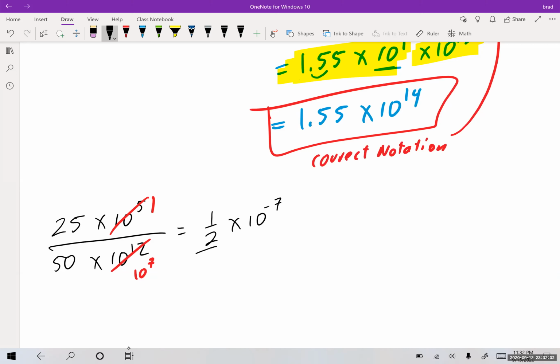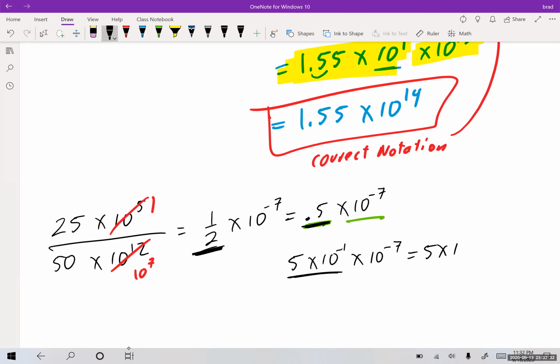Okay, but remember, there's not really fractions in scientific notation, so I'm going to rewrite this as 0.5 times 10 to the negative 7. And now, just for a minute, I'm going to focus on putting this part in scientific notation, and I'm going to leave this part for later. So we're going to say this is actually 5 times 10 to the negative 1, right? Because 5 times 10 to the negative 1 would equal 0.5, and so I've done the same thing. But I still have to multiply times 10 to the negative 7. So then this will become 5 times 10 to the negative 8, okay? And this would be, once again, our correct answer.